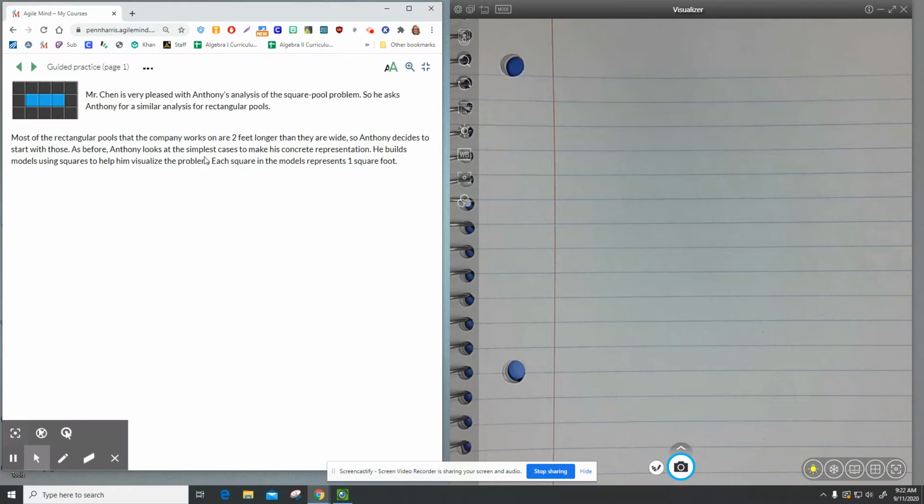Let me get off of this. Okay, so let's take a look at this. I'm on the guided practice on Agile Minds. Page 1 is not a question. Page 1 is just giving you an intro.